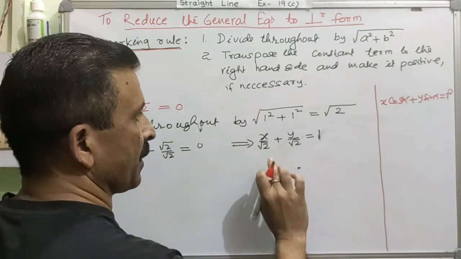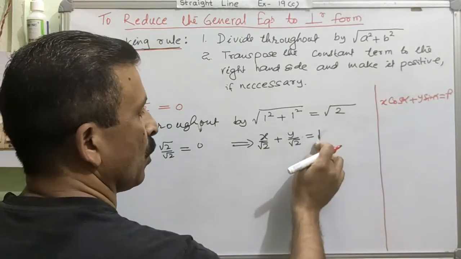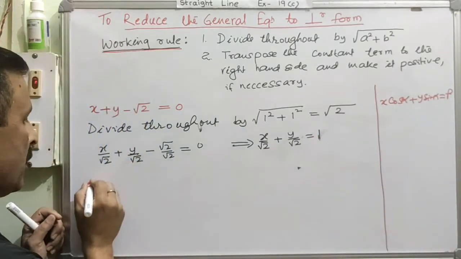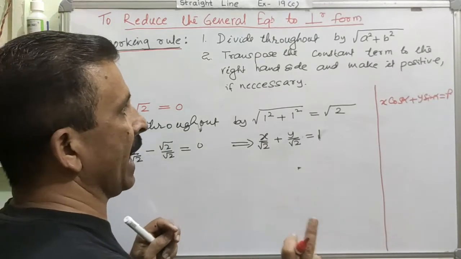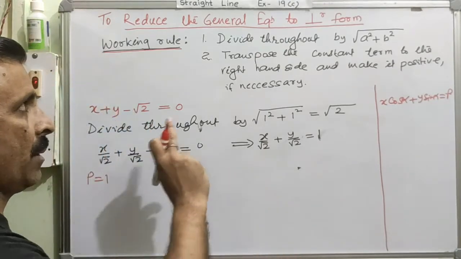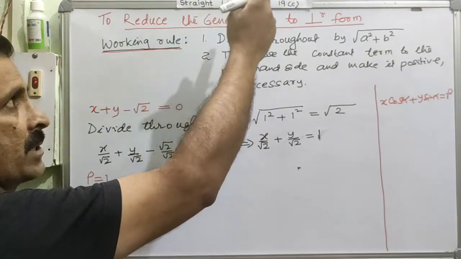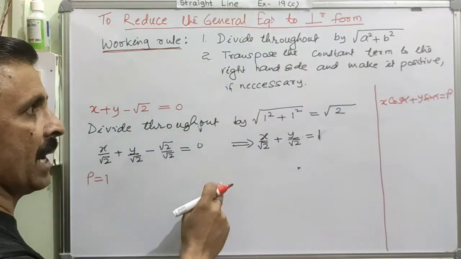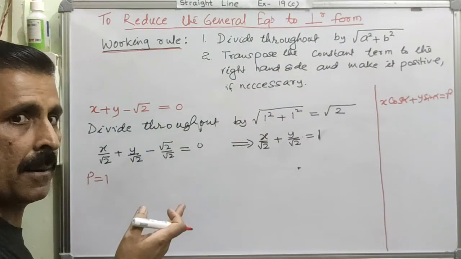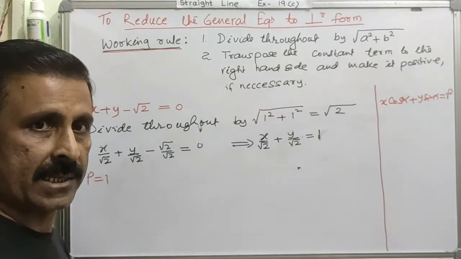Okay, so now we know the perpendicular, p is equal to 1. Clear? Now we have to also find out the angle. Remember here, whenever you are asked to convert the general equation into the perpendicular form, after doing this process, they will definitely ask you what is the angle and what is the perpendicular distance.